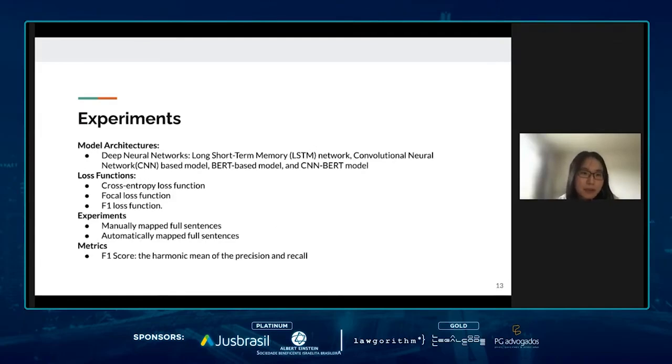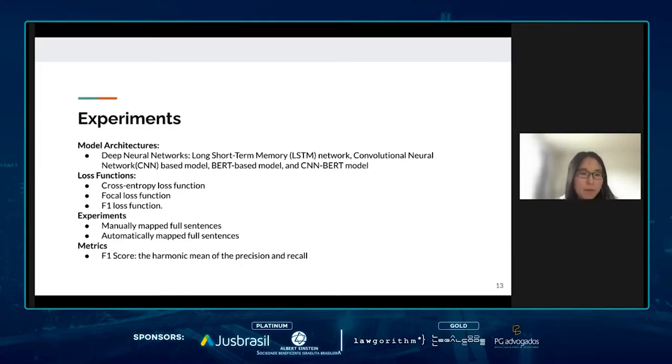For the study, we choose different kinds of deep learning models to experiment, like the LSTM, synonym BERT, and synonym BERT models. Since our data set is imbalanced, we're trying to remedy the imbalance issue of our data set by using different kinds of loss function. There are 3 kinds of loss function we use here: the cross entropy, focal loss function, and the F1 loss function.